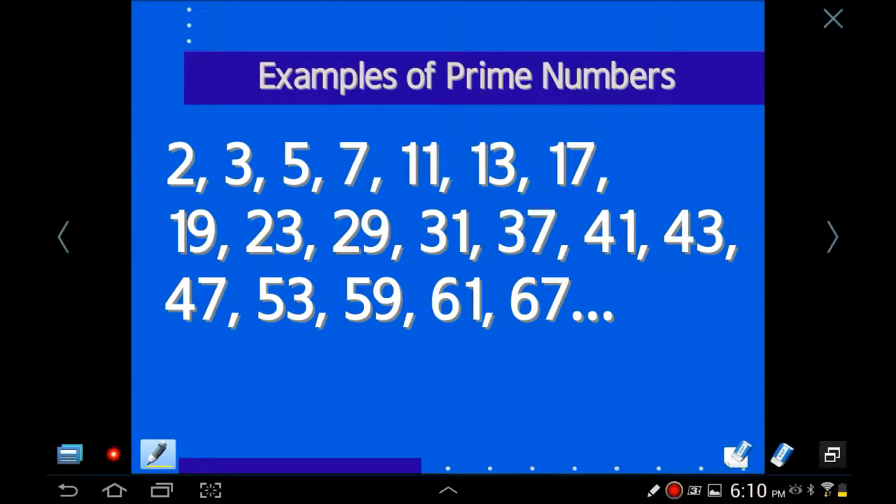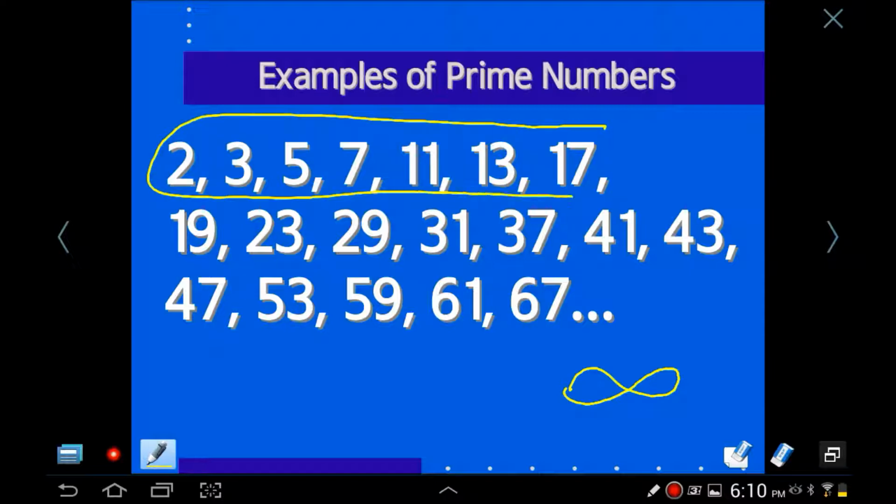Here's a list of prime numbers: 2, 3, 5, 7, and so on and so forth. You might want to jot those down. You should understand that prime numbers are infinite. They go on forever, so there's no end to the number of prime numbers there are. But I would say these smaller ones down here are pretty important. You're going to need to know those, especially when you get into dividing fractions and telling whether it's in simplest form or not.